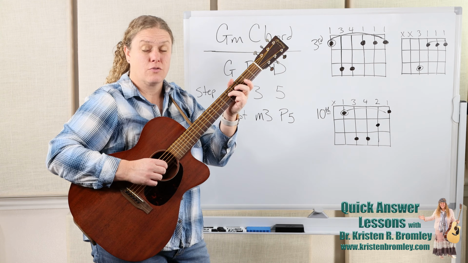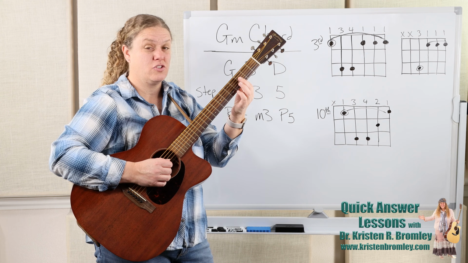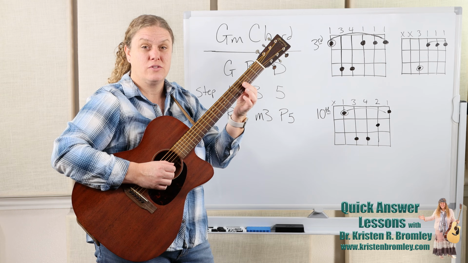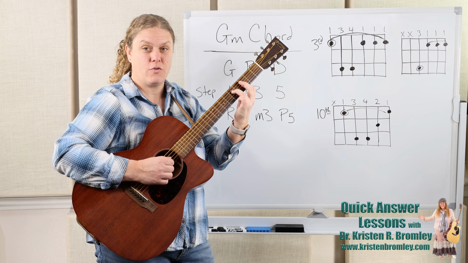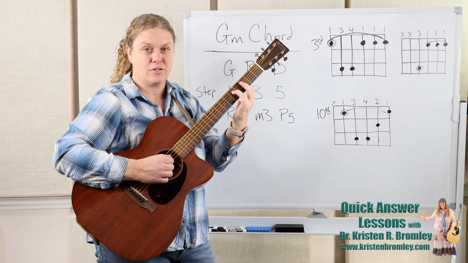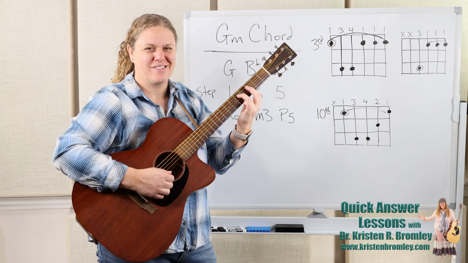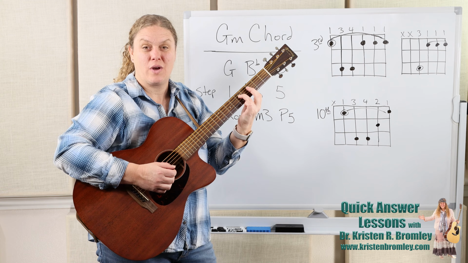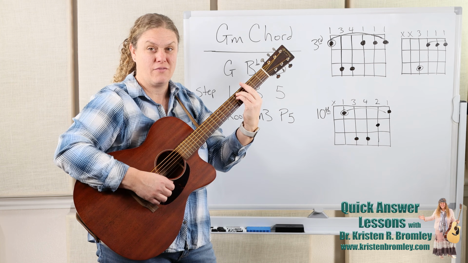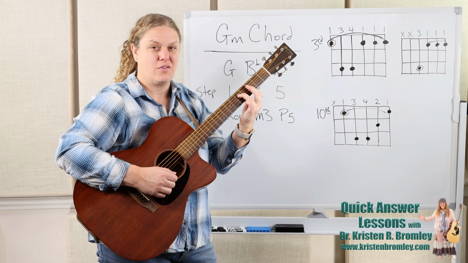You can have your ring finger at the 5th fret on the 4th string and then just bar across strings 1, 2, and 3 at the 3rd fret and just play a 4-string version, a simplified version. You still see my middle finger helping my index finger out there. So that's another way to play G minor, just with the top 4 strings instead of all 6.